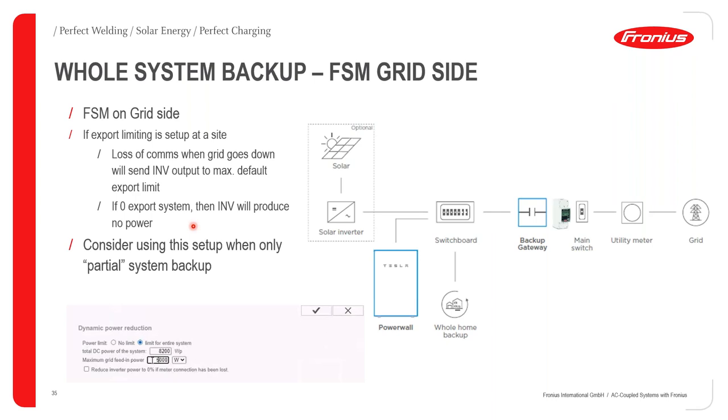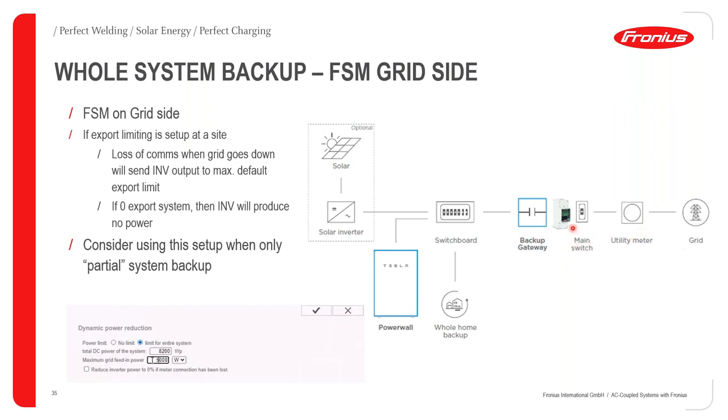Okay, now moving on, if you're looking at the full system backup with the Fronius smart meter on the grid side, please take note of the following. If export limiting is set up at a site, okay, so if some of you don't know what export limiting is, it basically controls an inverter and sets a percentage of which you want to feed excess energy to the grid. As you can see in this scenario, the Fronius smart meter is on the grid side.